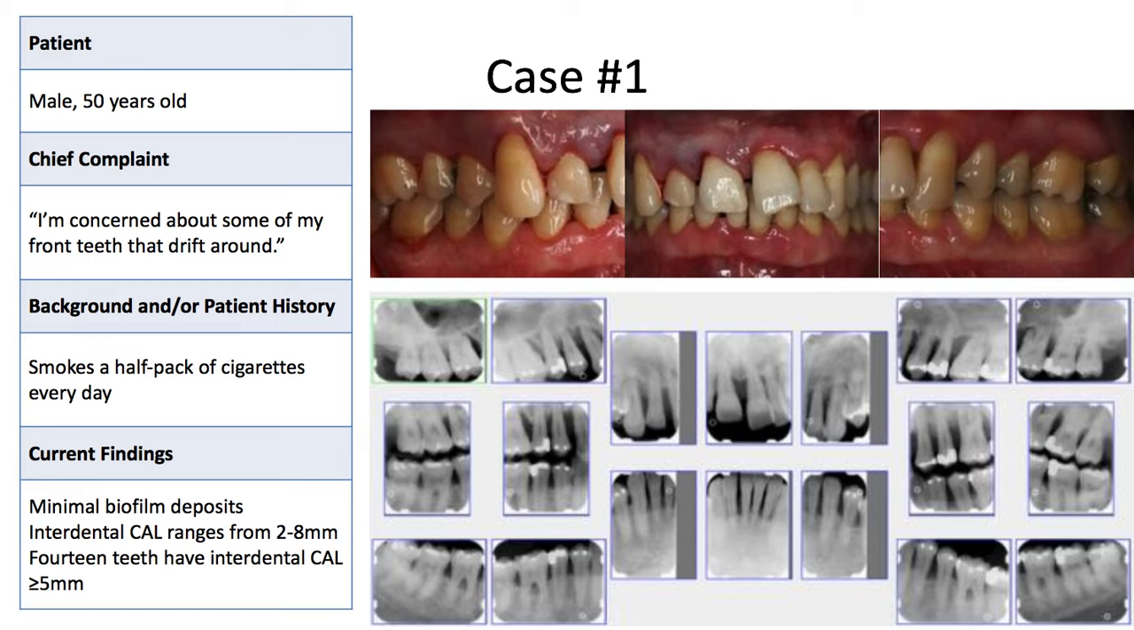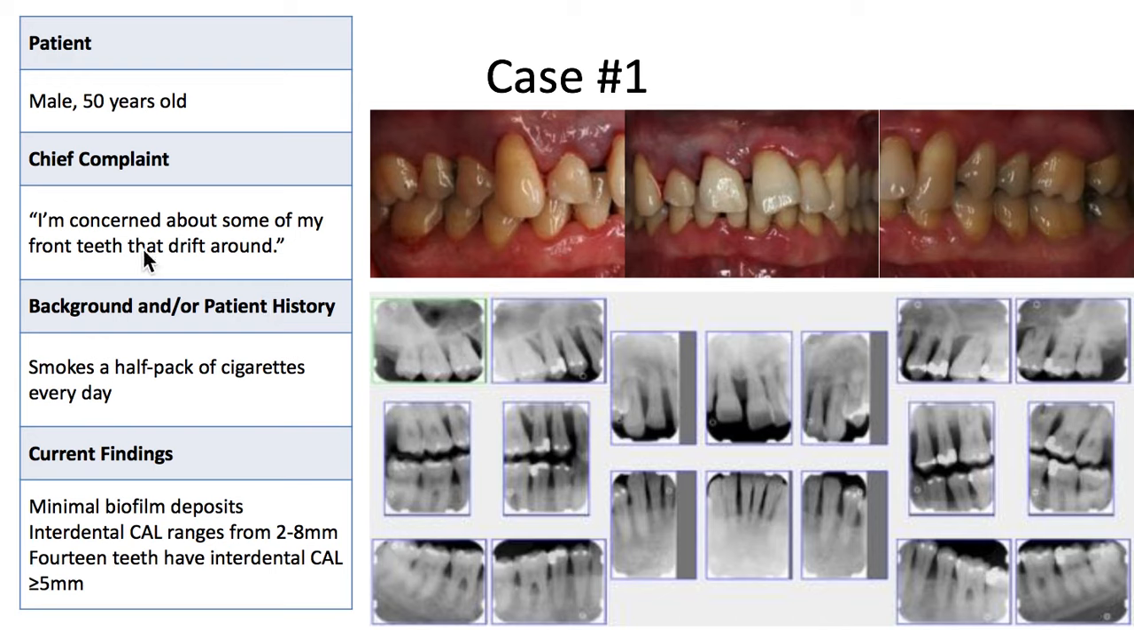So let's start with staging. The most severe interdental CAL is 8. So this is greater than or equal to 5 millimeters. So we're automatically at a stage 3 or stage 4. We can see a couple areas where the radiographic bone loss is extending to the middle, certainly beyond the middle third of the root, and this confirms this severity of stage 3 or stage 4.